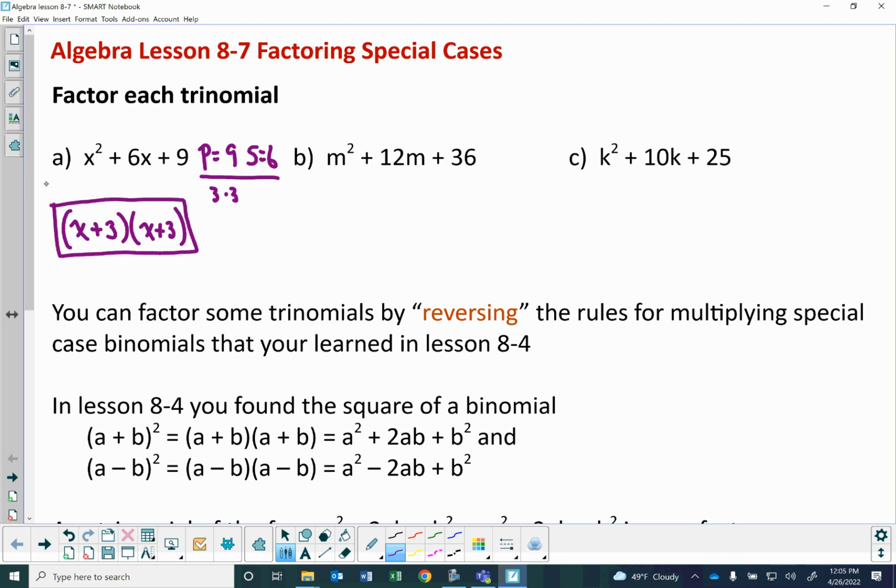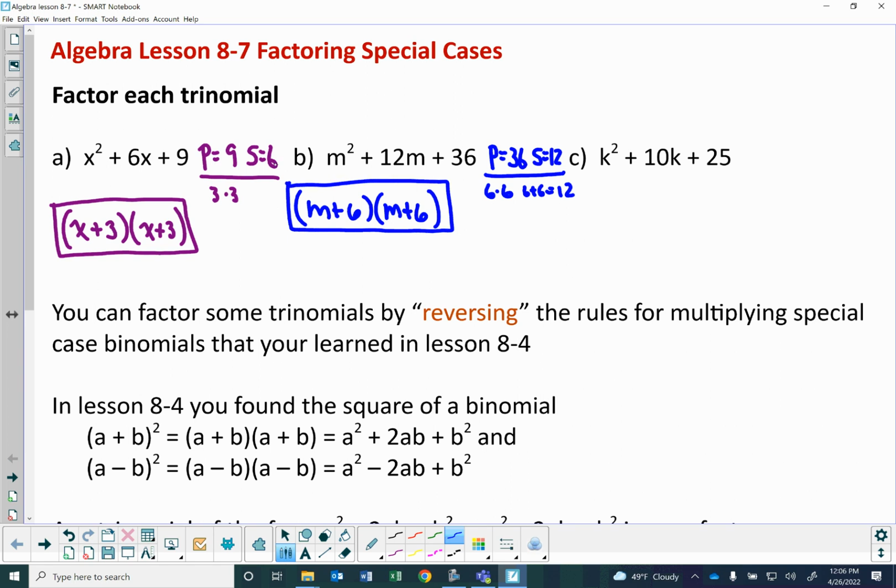Let's take a look at letter B here. I need m squared plus 12m plus 36. So I need a product of 36 with a sum of 12. Well, 6 times 6 is 36, and 6 plus 6 equals 12. So this would be m plus 6 times m plus 6, or m plus 6 quantity squared.